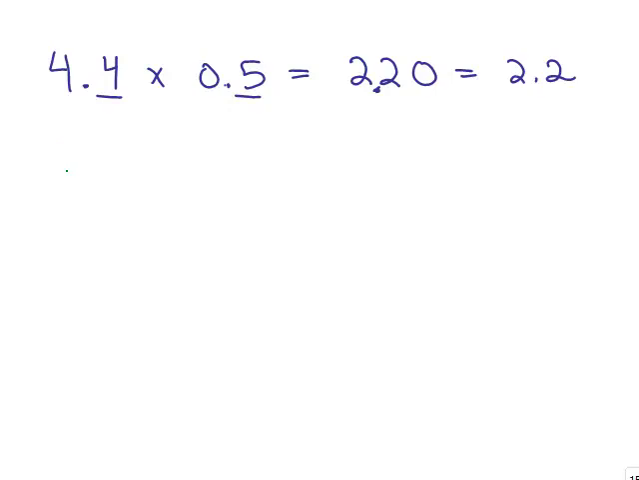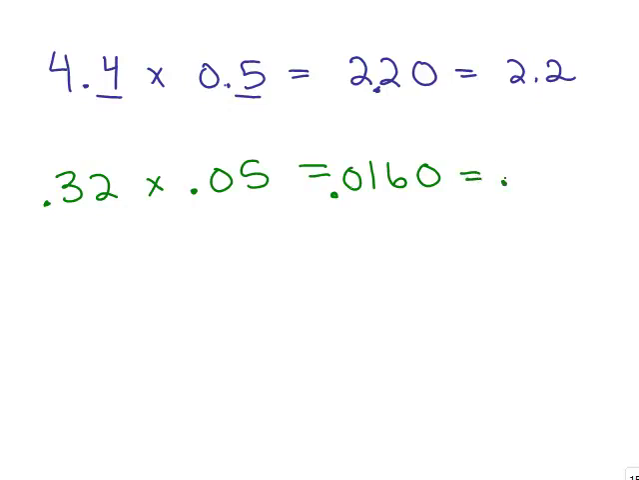Let's do one more like that. Let's say you had 0.32 times 0.05. Again, I'm just going to ignore the decimals because that's what I taught you about multiplying decimals. 32 times 5, how do you do that? You take half of 32, which is 16, and add a 0. But now I have to put the decimal in the correct place. Well, I've got 2 places after the decimal here, 2 places after the decimal here, so my final answer has to have 4 places after the decimal. So this is 0.0160, or 0.016 is how we would usually write that.